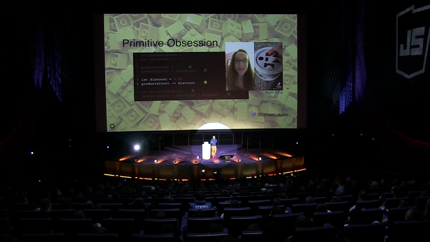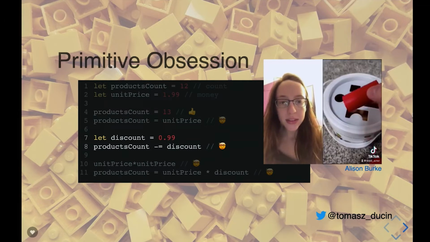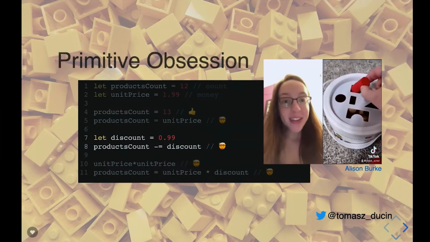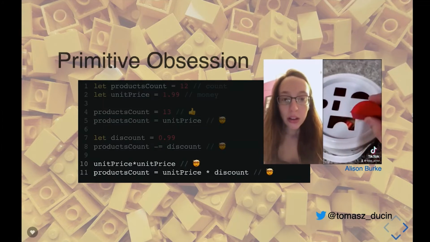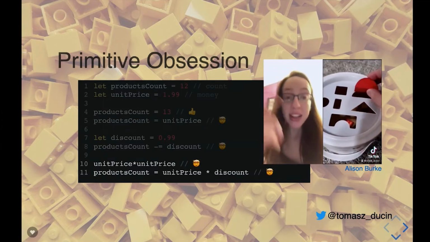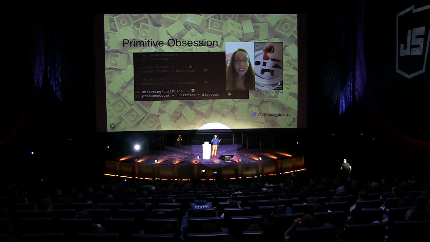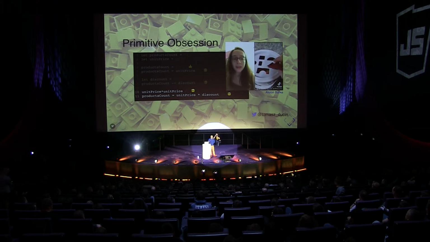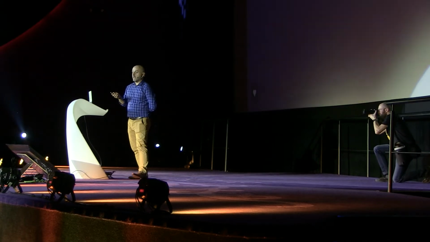The same, if we have a discount that is 0.99, subtracting the discount from the product count basically doesn't make any sense, right? So what if we try to provide a solution that there will be a specific type for money? Or unit price multiplied by unit price. No sense, but still possible, not only in JavaScript, but also in TypeScript. That's just a number, right? Or product count, that would be multiplication of unit price by discount. Again, doesn't make any sense, though the compiler would allow it.